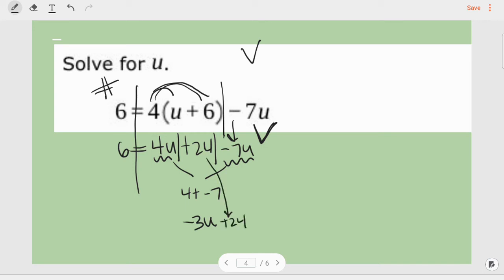Now, if you're wondering, why don't I combine 24 with 6? Remember, they are not on the same side, so I cannot combine them. Equals 6. I'm going to bring down my line.